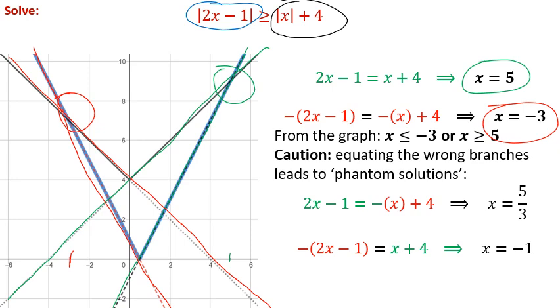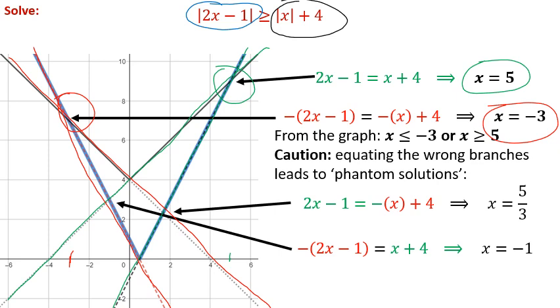But in this case, that doesn't work, because when we looked at our graph, we could see the positive branch of the mod 2x minus 1 graph does not cross the negative branch of the mod x plus 4 graph. They don't cross at all. The dotted lines from them may well cross, and that's why these two solutions appear. They're not valid solutions, they are phantom solutions. So the real solutions are these two, and we can see them on the graph. The phantom solutions are actually these two, where the dotted lines that correspond to the functions that the mod function is built from may cross each other.